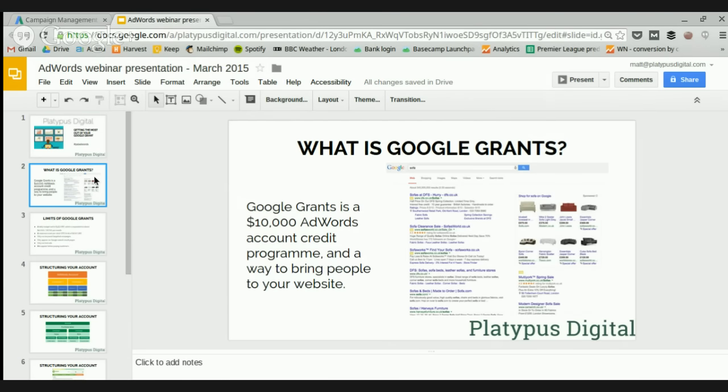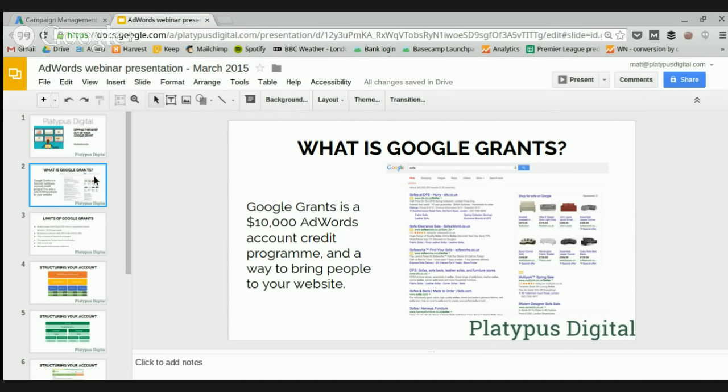So what is Google Grants? Google Grants, put simply, is a $10,000 monthly AdWords account credit program, and a great way to bring people to your website. So whenever you Google something, in this case, on the screen, we've done an example by Googling sofa, you get presented with all of the Google results as normal in the middle of the screen there. You also get some shopping results on the top right corner there, but also at the very top, and also in a column on the right-hand side at the bottom of the screen, you get ads in there as well.